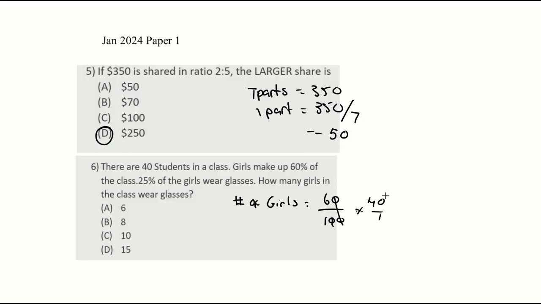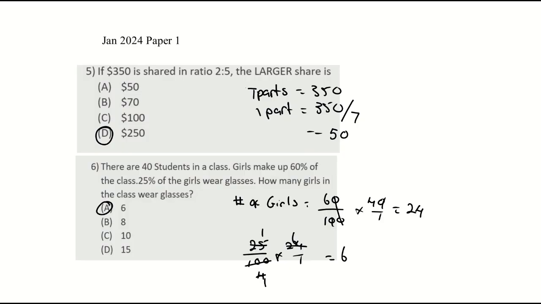Cross out these zeros. We know that 6 fours are 24. Right, there are 24 girls. And how many wear glasses? 25%. That's a quarter of 24. So a quarter of 24, immediately your mind should go to A. But if you want to do it, 25 over 100 multiplied by 24 over 1. 25 and 25, 1. 25 into 100, 4. 4 into 4, 1. 4 into 24 is 6. So the answer would be 6.